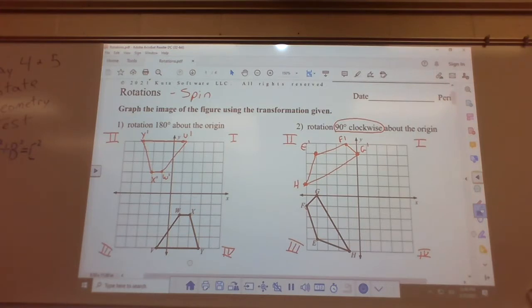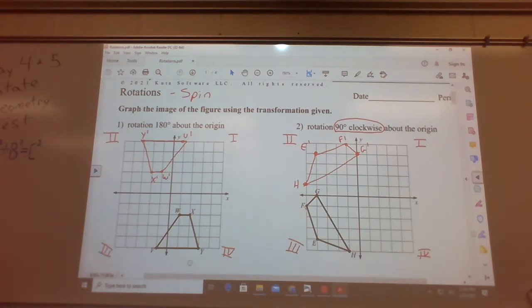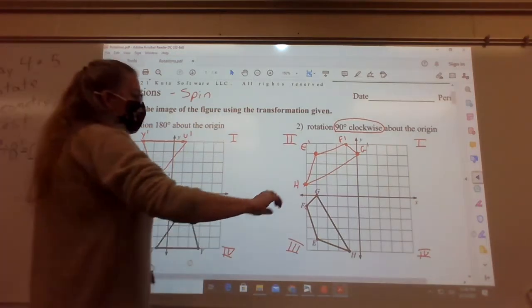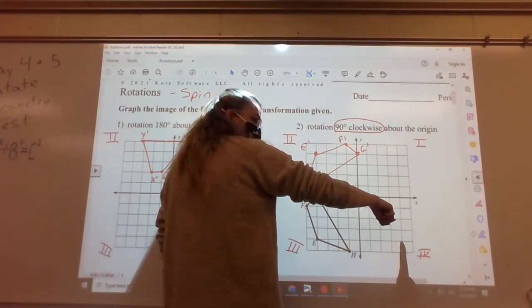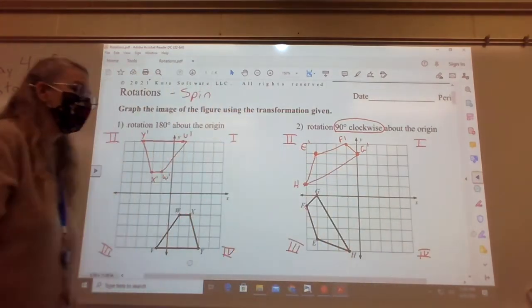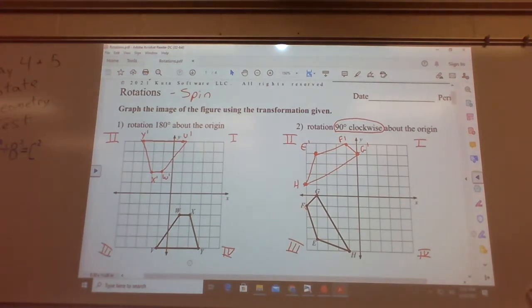So I did it 90 degrees clockwise. I went one quadrant over. Do we do the opposites for counterclockwise? Counterclockwise is kind of the same thing, but instead of going this way, I'm now going this way, so it would spin that way. The same basic idea as what we did on that one. So 1 and 2. Are we okay on 1 and 2? Any questions?